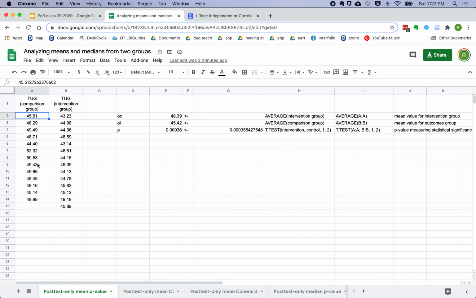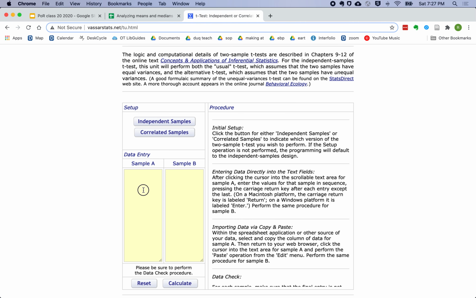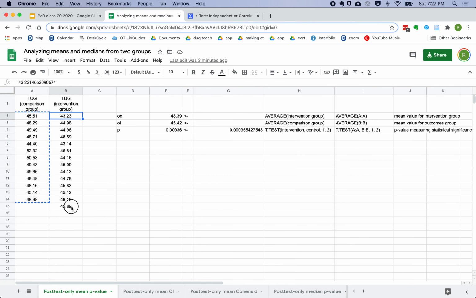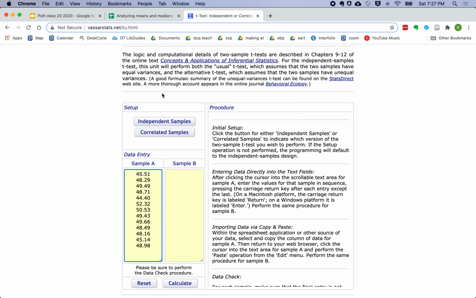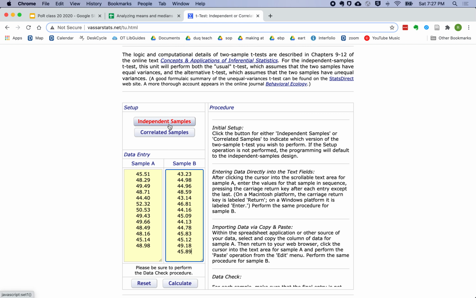All right, so here's some sample data, and an important point here: even though these are laid out in two columns, these are two separate groups of people. This is not two measurements from the same person. So here's my data from my comparison group, and here's my data for my intervention group. And these are independent samples, right? So this came from one group of participants. This came from a second.